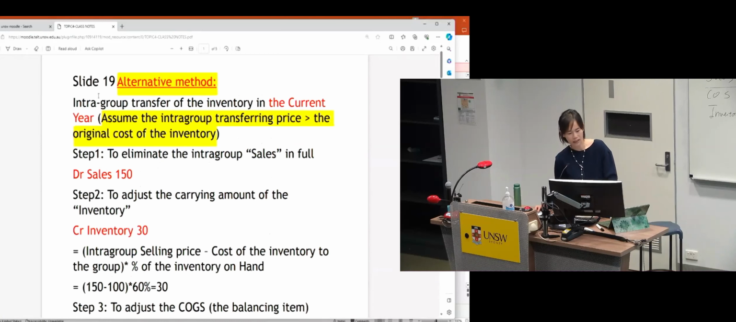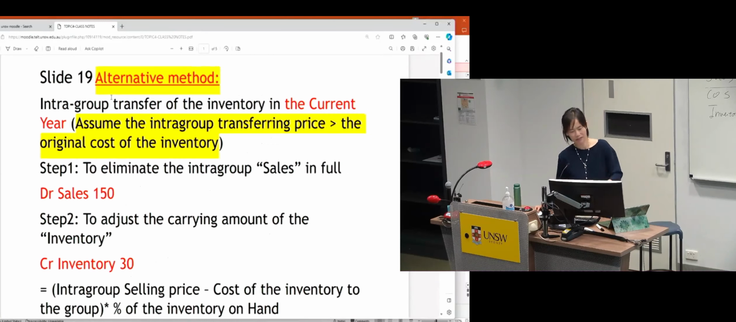So you got, the slide number may be wrong, but yeah, you can find that. So you got intragroup current year, intragroup transfer inventory. So this method can be used based on this condition here, okay? So we here have to make several assumptions. So this intragroup transfer occurred in the current year and assuming the transferring price is greater than original cost. Now that is very common, transfer price greater than original cost, but not always the case. So when you read through the question you have in your quiz or exam, always pay attention whether it is greater or lower than the original cost, because that tells you a different story.